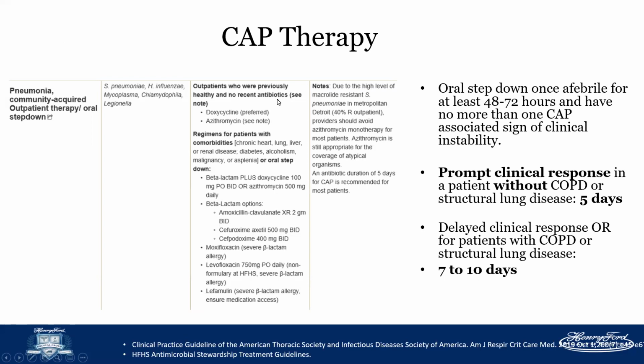So if a patient doesn't have any real comorbidities, such as chronic heart failure, lung disease, liver or renal disease, diabetes, or alcoholism, which is probably not going to be that many patients, then doxycycline is preferred.